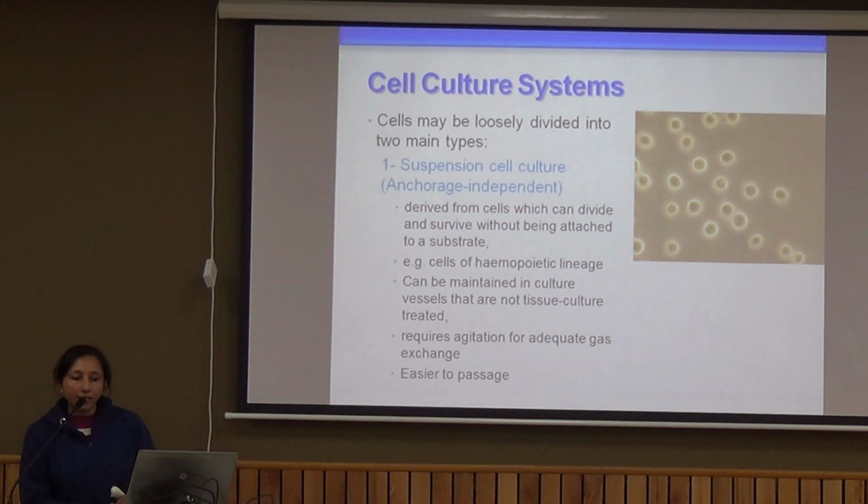Examples are hematopoietic lineage cells. They can be maintained in culture vessels that are not tissue culture treated. This requires agitation for adequate gas exchange. This is easier to passage. Why is it easier to maintain? Because they are grown in a liquid medium known as broth in fermenter vessels. In fermenter vessels, to transport oxygen to all the cells, it has to be agitated. Agitated means it has to be stirred continuously, either with the help of a baffle flask or by oxygen.